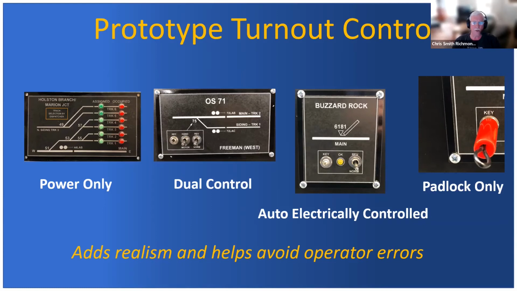And then lastly, I'm using padlock only, whereby the turnout has to have a key or the computer won't allow those points to throw. And those are used on secondary but controlled sidings, for example, where speeds are slow and a switch crew is working. The benefit of prototype turnout control I have found after using it for quite a while is that it does add realism. And it helps us avoid operator errors. No one wants to throw turnouts inadvertently under a moving train.